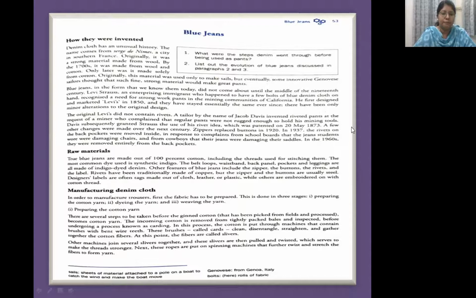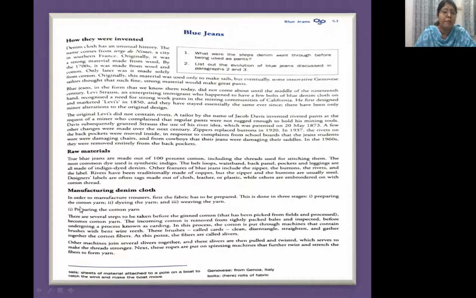So here in the footnote you have some meanings. Sails means sheets of material attached to a pole on a boat to catch the wind and make the boat move. Next, Genovese, from Genoa in Italy. Bolts means here rolls of fabric. So these are the meanings given here.